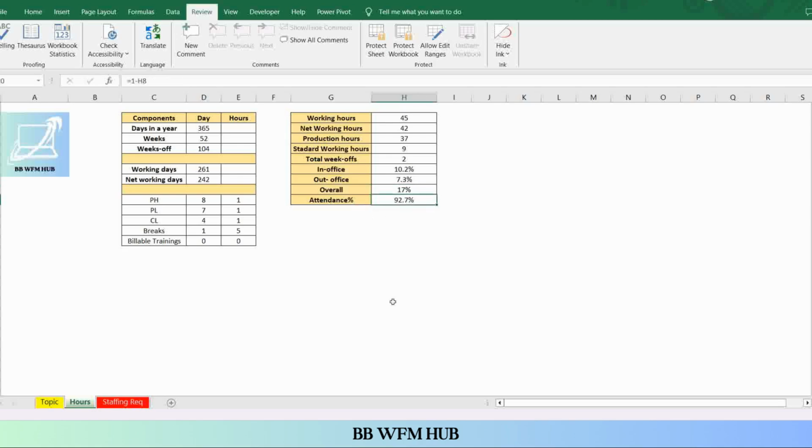Attendance means what? Agent is present. Attendance is how many agents are present. So how much percent of agents are present. Out of office shrinkage means people are not at work or not coming to work, and for attendance I am subtracting my out of office shrinkage from 1. 1 is nothing but 100%. So 100 minus 7.3, that is 92.7 would be my attendance. Hope this is clear.